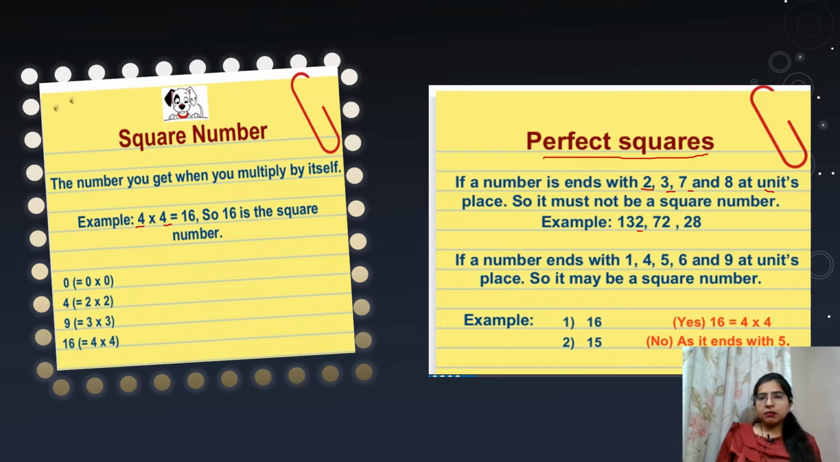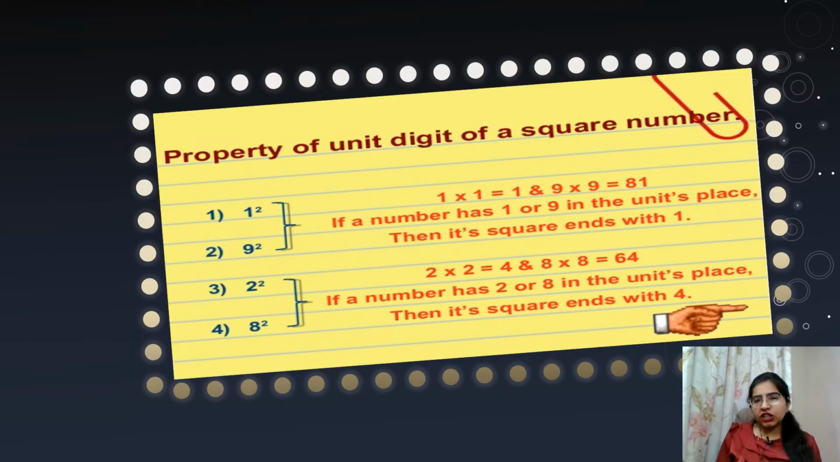Coming to the next slide, students, listen. Next is the property of the unit digit of a square number. When you have a square number, what will be the property of its unit digit? This is the question. 1 squared and 9 squared: 1 into 1 is 1, 9 into 9 is 81. So if a number has 1 or 9 in the units place, then its square ends with 1. This is a property you have to learn.